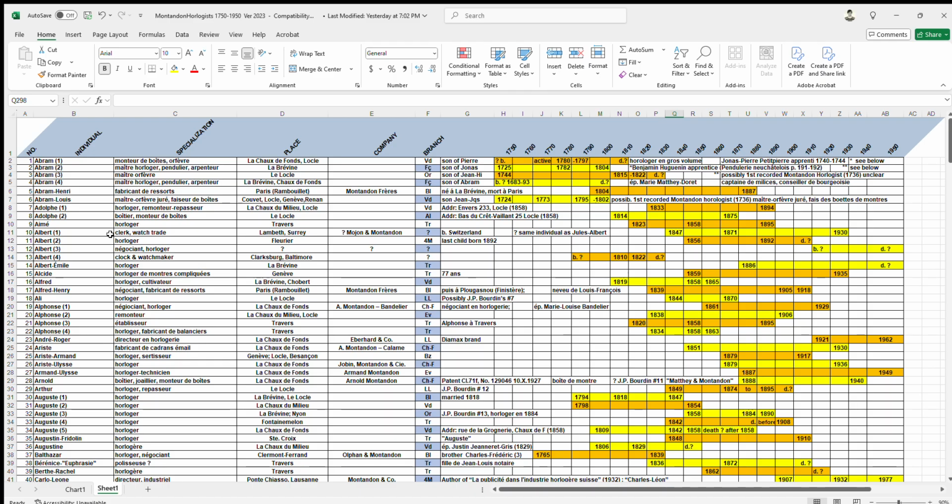We will see oftentimes the specialization mentioned. Are they like faiseur de boîte? This would be like a case maker, or something to do with stonework as a pierriste, etc. So when we have this ability to differentiate specializations, then this information is also included.